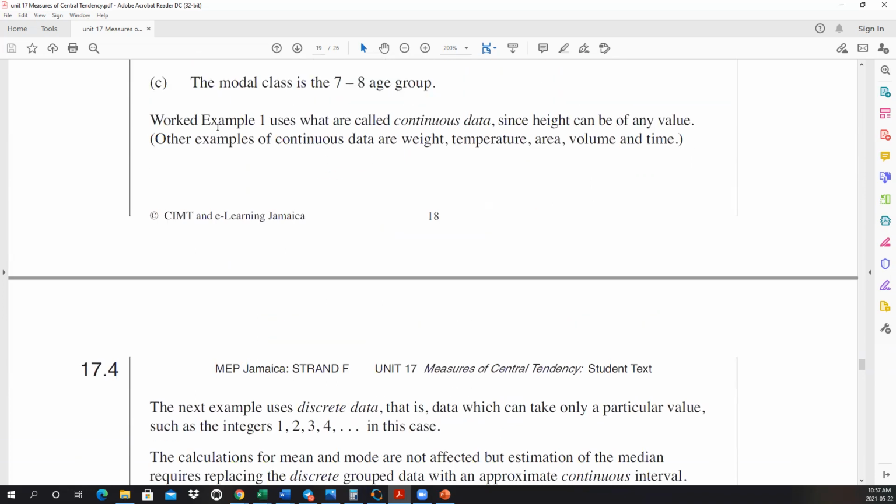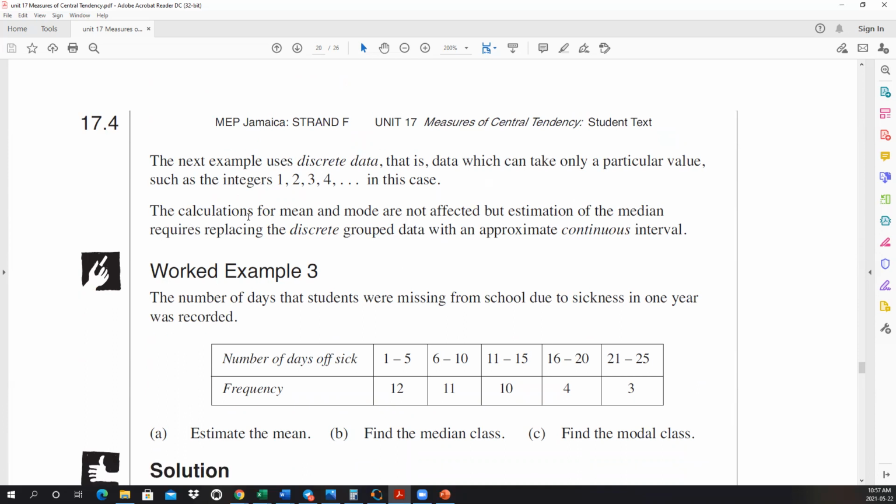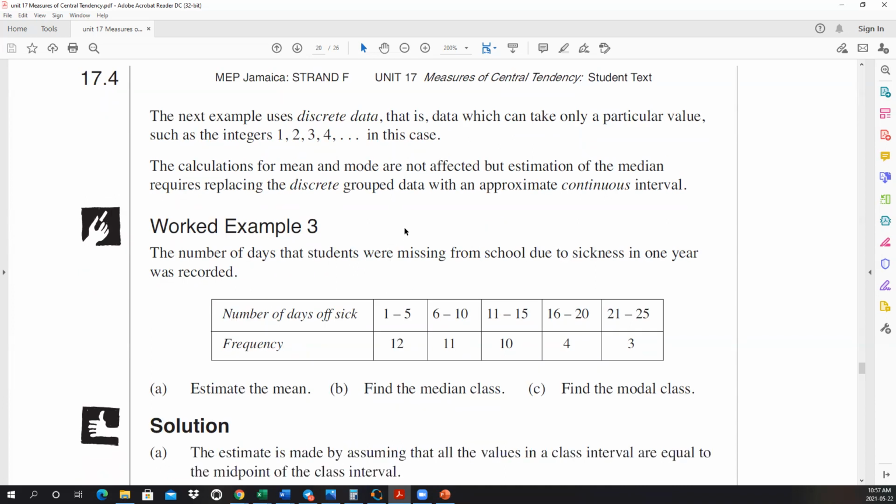And then this is a good little note. Worked example one uses what are called continuous data, since height can be any value. Other examples of continuous data are weight, temperature, area, volume, and time. The next example uses discrete data, that is data which can take only particular values, such as the integers 1, 2, 3, 4 in this case. The calculations for mean and mode are not affected, but estimation of the median requires replacing the discrete group data with an approximate continuous interval.